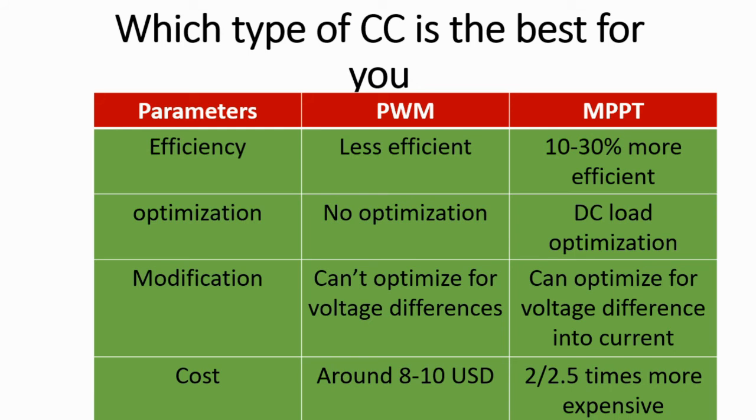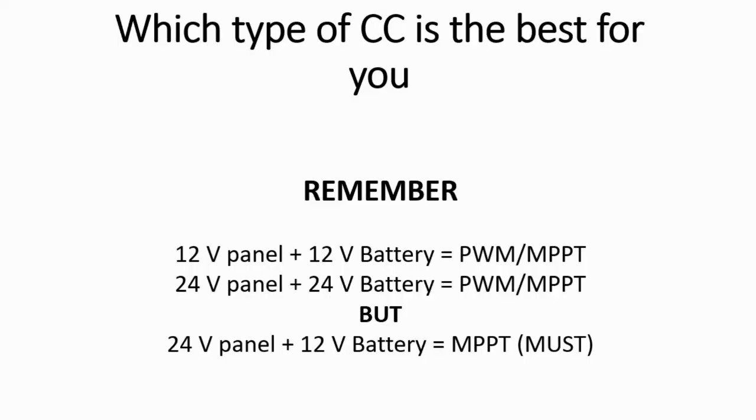Listen, if you have a lower budget, then you can go for a PWM charge controller. But if you have no budget problem, then you must go for an MPPT. Obviously, the MPPT charge controller is the best choice for you. But if you have a low budget and you want to go ahead with your system, then PWM is okay for you. But remember one thing, if your panel and battery voltage are the same, you can go for PWM or MPPT. But if your panel voltage is more than your battery voltage, then you must go for MPPT.